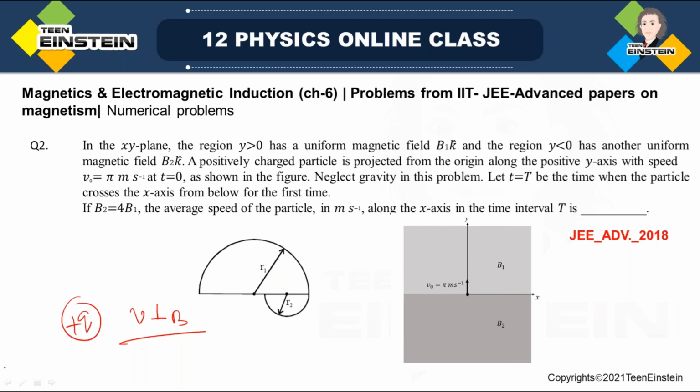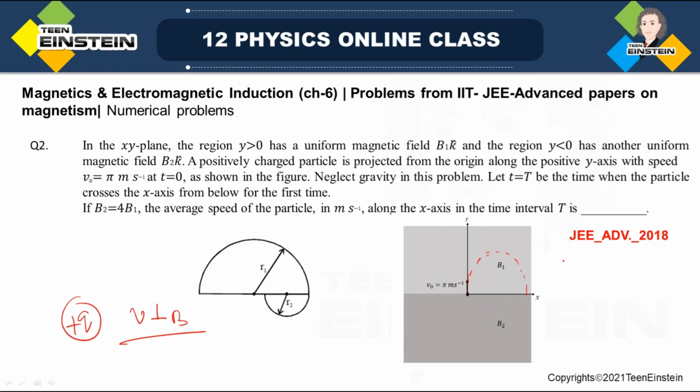Whenever the magnetic field and the velocity of the charged particle are perpendicular to each other, there will be a circular trajectory. The path along which the charged particle moves will be a circle. It starts from here and comes around like this. You can see there are different magnetic fields, B1 and B2. This is B1 and this is B2.